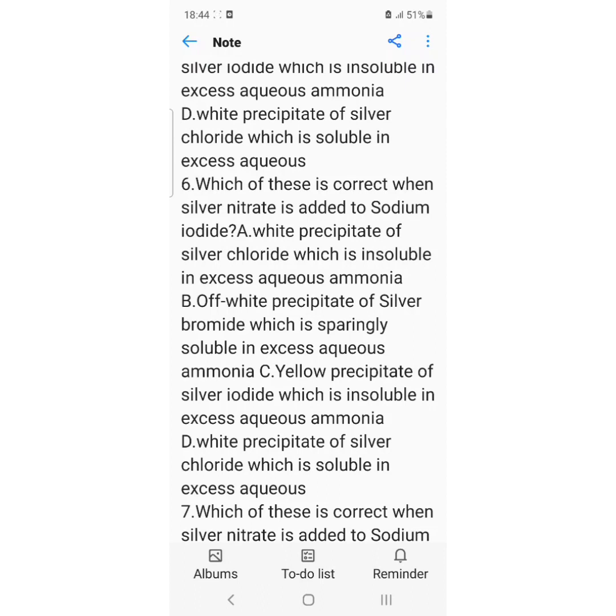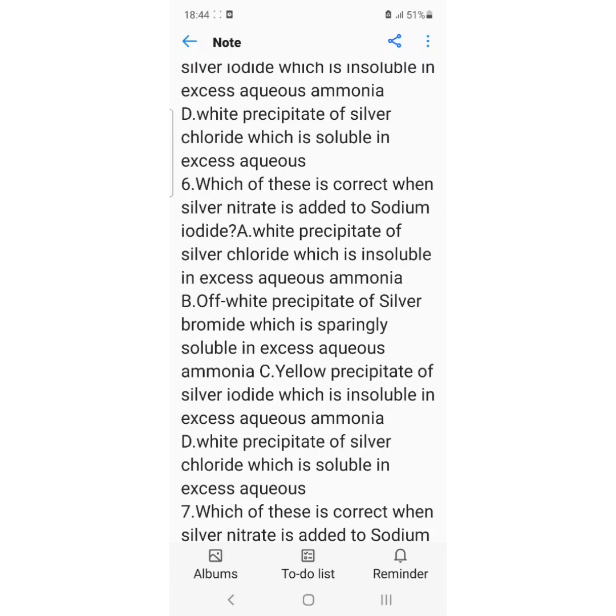ammonia. Okay, there was a mistake. I should have added ammonia, not just aqueous. So what do you think the answer is? Is it yellow precipitate of silver iodide, which is insoluble in aqueous ammonia, or off-white precipitate of silver bromide, which is sparingly soluble in aqueous ammonia?